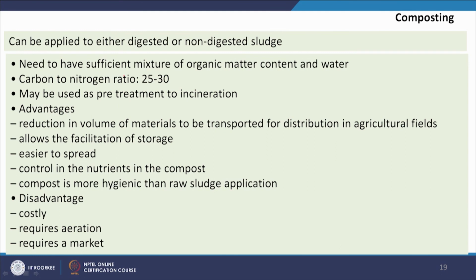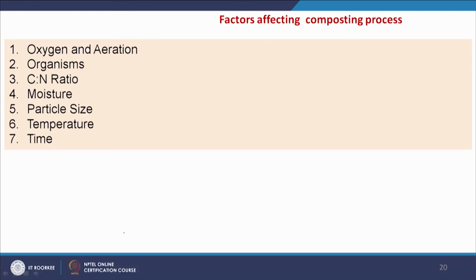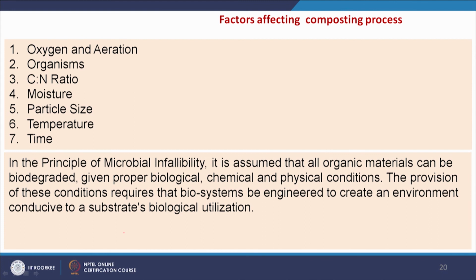We need to have a sufficient mixture of organic matter content and water, with a carbon to nitrogen ratio of 25 to 30, and it may be used as pre-treatment to incineration. It has some advantages: reduction in volume of materials to be transported for distribution in agricultural fields, easier storage and spreading, and control of the nutrients in the compost. Compost is more hygienic than raw sludge application, but it has some disadvantages: it is costly, requires aeration and requires a market.